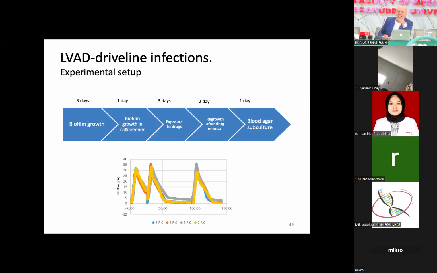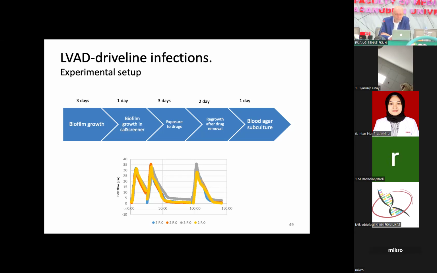So what we do, and if you don't mind, I will continue, is we have a setup over here. We take these pieces of the driveline, and it's a special kind of Teflon. We just take pieces, and then we put them in tissue culture media and allow it for 3 days. And every day the medium is changed. After a while, we look, and this is the first peak on the bottom. You can see that there's a nice biofilm being generated.